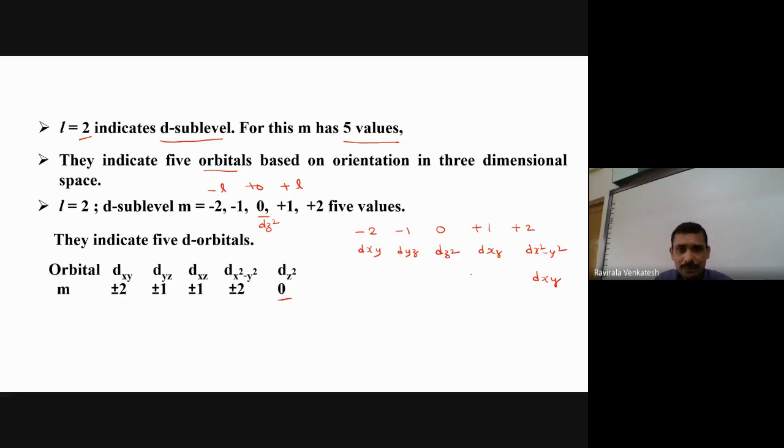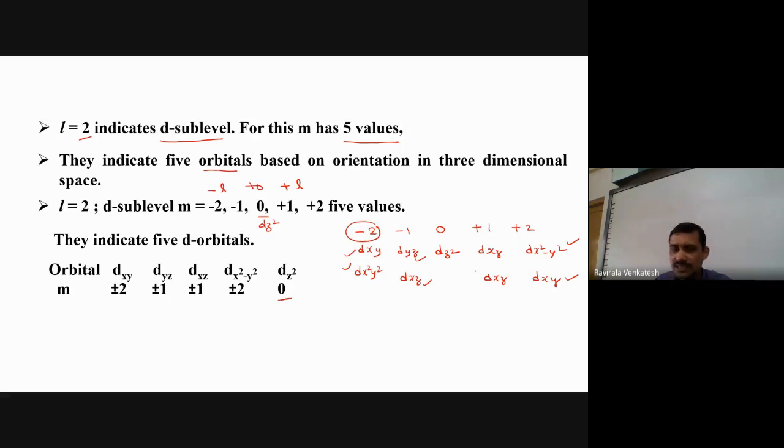Okay. Next similarly, this -1 I can also take as dxz also. Similarly the dxy, and this one +2 dx square y square. Similarly dxz. Okay. Now -2 I can take as dxy or dx square y square. +2 means I can take dx square y square or dxy. -1 means I can take dyz or dxz. So very simple, isn't it?